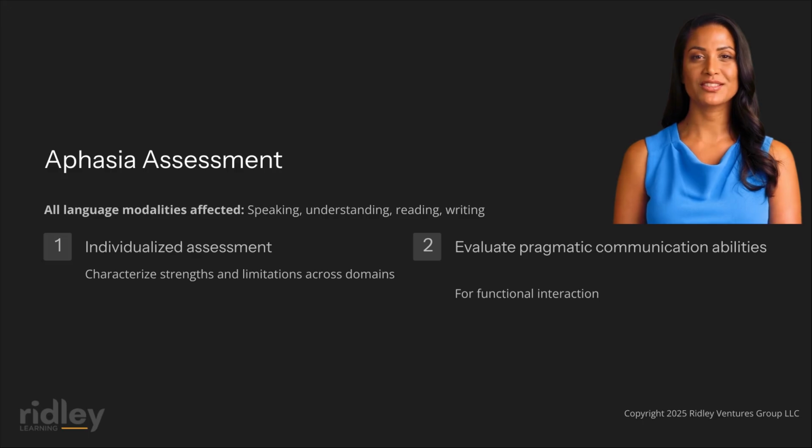The heterogeneity of aphasia presentations, ranging from predominantly expressive difficulties with relatively preserved comprehension to severe global aphasia affecting all language modalities, necessitates individualized assessment and treatment planning that addresses each patient's specific pattern of strengths and limitations. Comprehensive aphasia assessment characterizes performance across speaking, auditory comprehension, reading, and writing domains, while also evaluating the pragmatic communication abilities that enable functional interaction despite linguistic impairment.